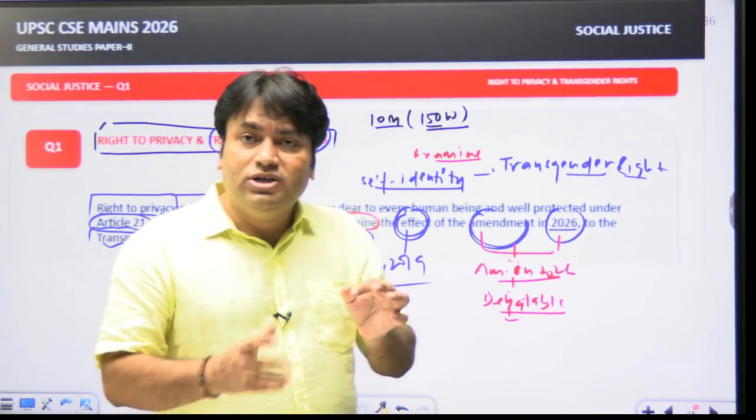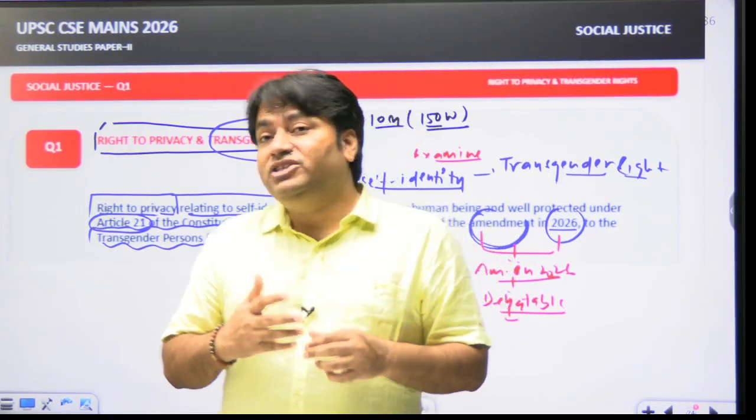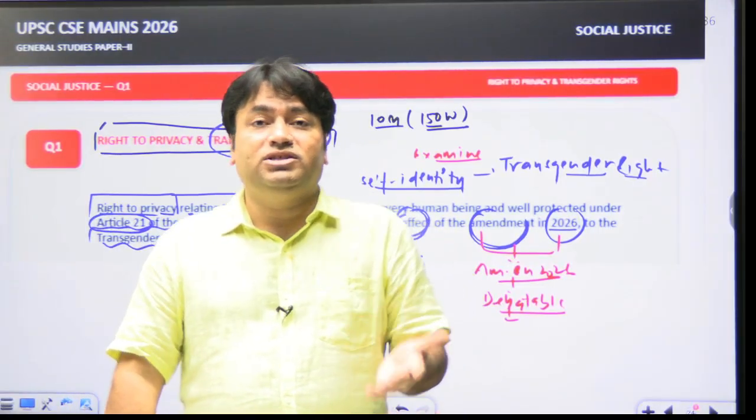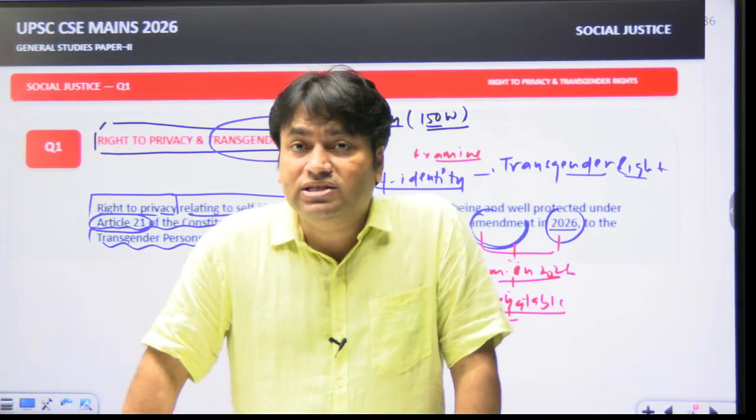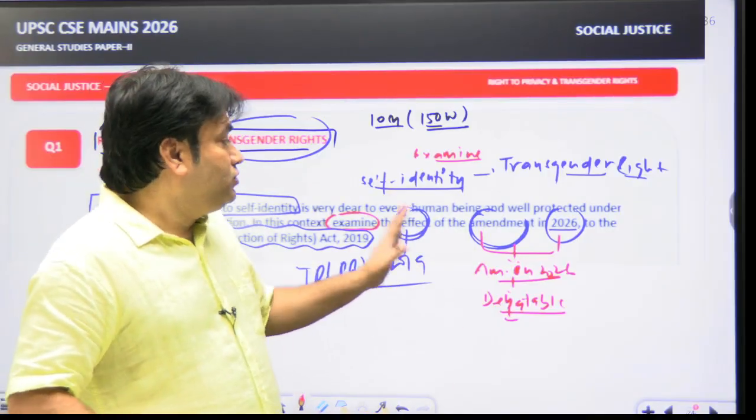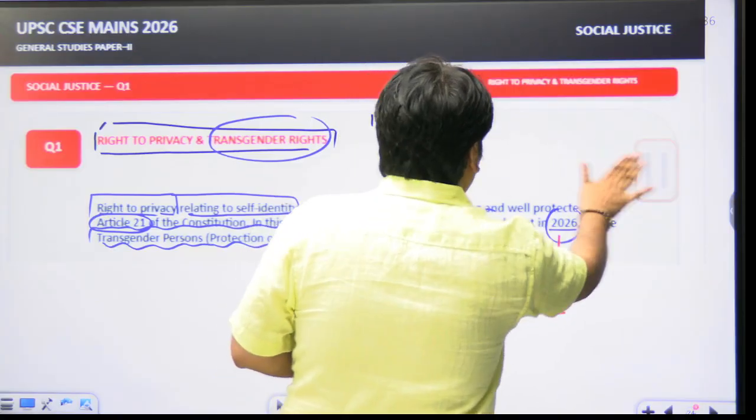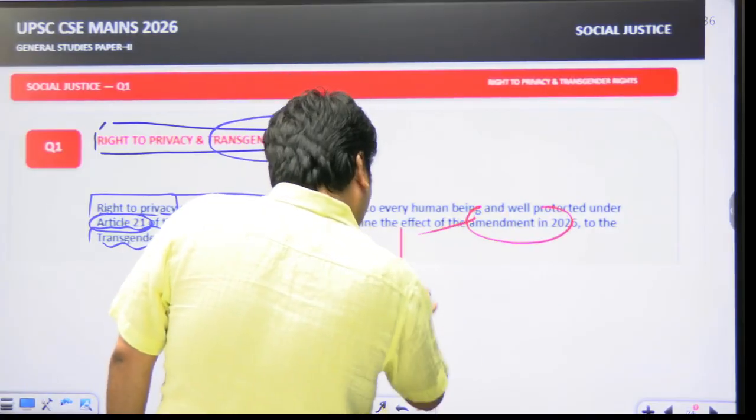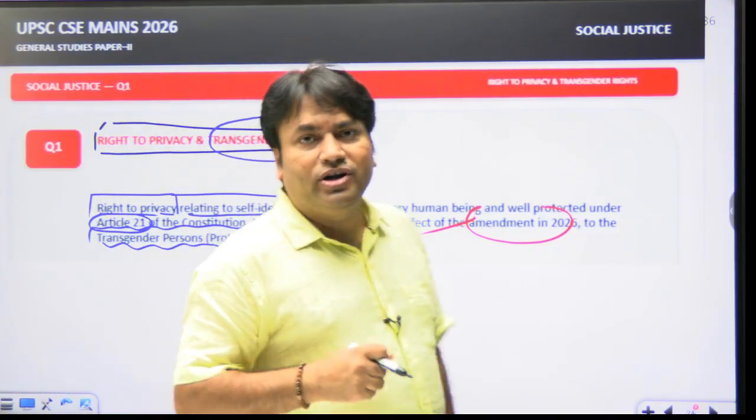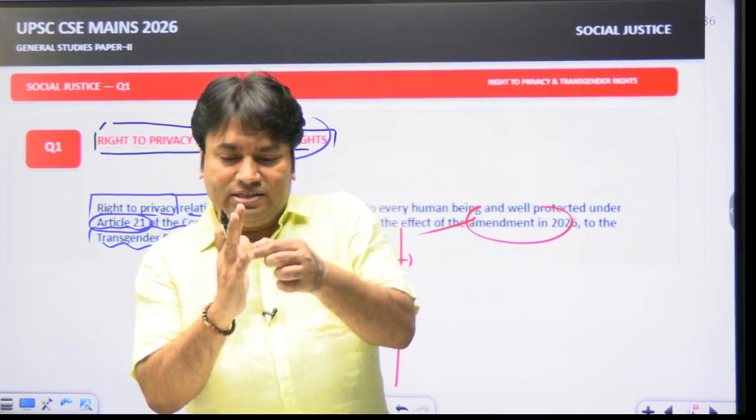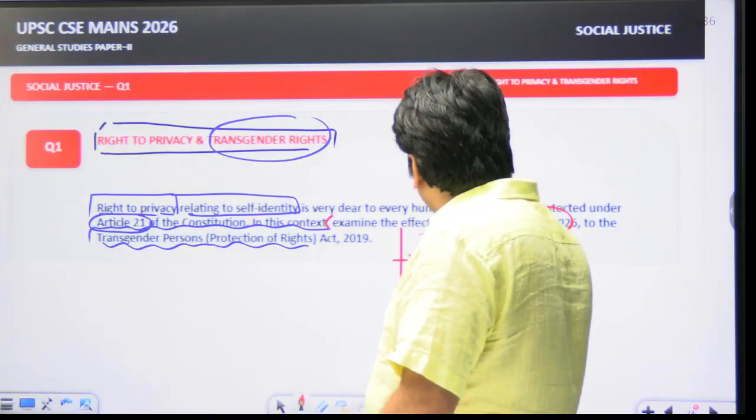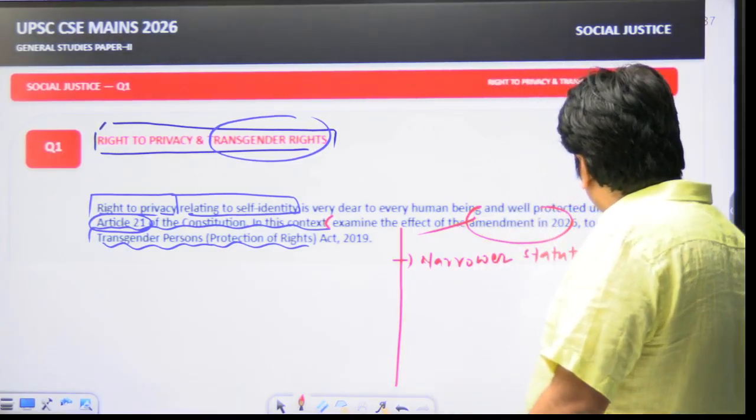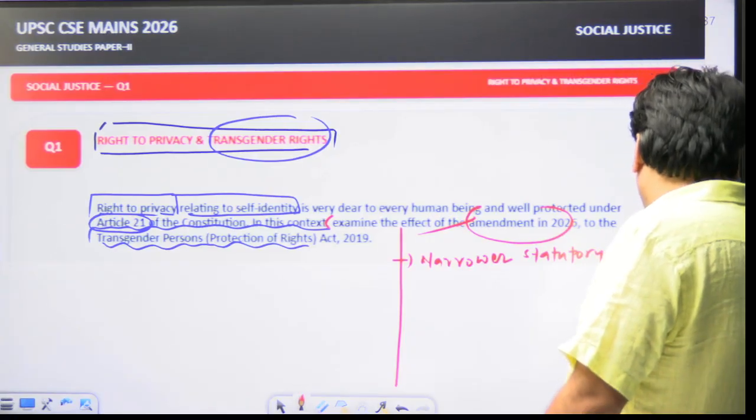Okay. So the 2026 amendment significantly changes the legal framework. Okay. What are the changes that have been introduced by the 2026 amendment? So the first most important change is a narrower statutory definition, right? This is the most important change, narrower statutory definition.